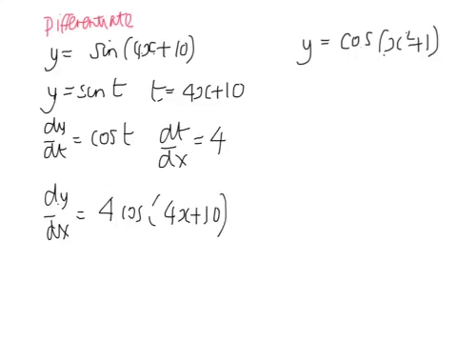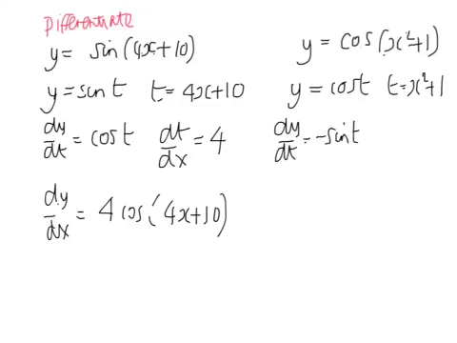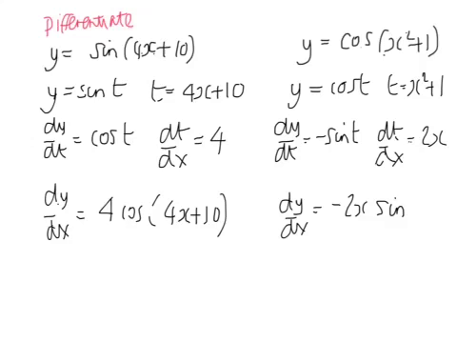After a while, if they're not too difficult, you can start to leave out the t stage, but for the moment we're going to stick with it, because I think while you're learning this, it's a useful technique. Okay, so this one over here, we've got y is cosine of t, where t is x squared plus 1. dy by dt is minus sine t, and dt by dx is 2x. Combining the two, we've got dy by dx is minus 2x sine t, minus 2x sine of x squared plus 1.